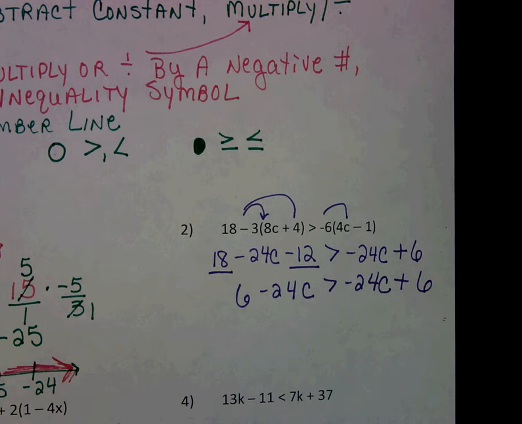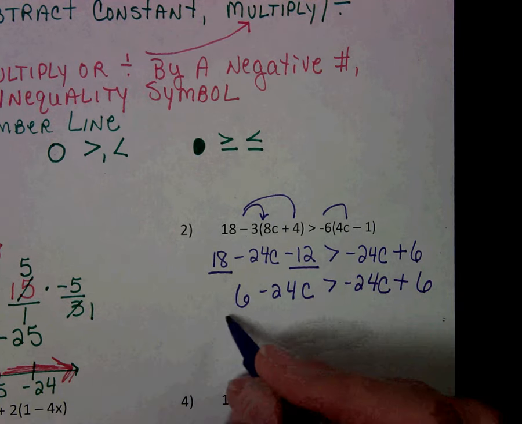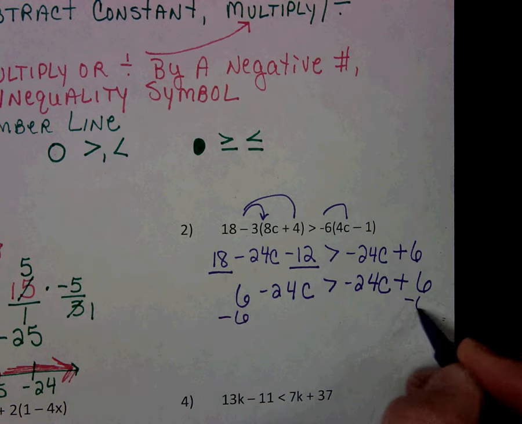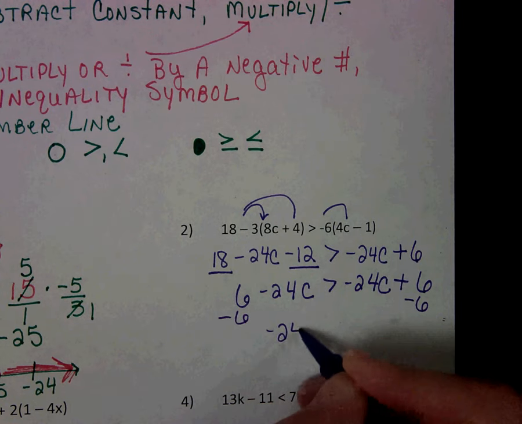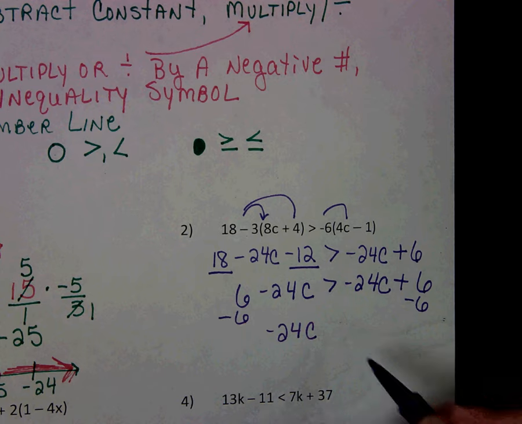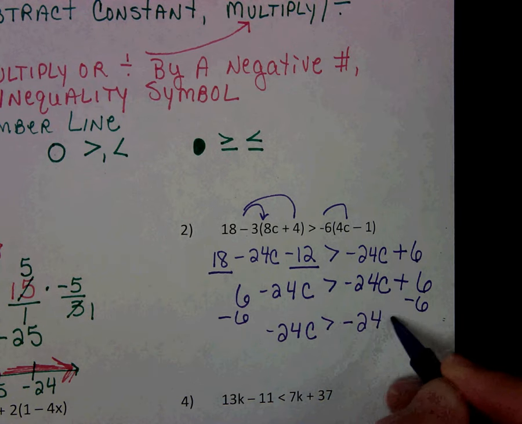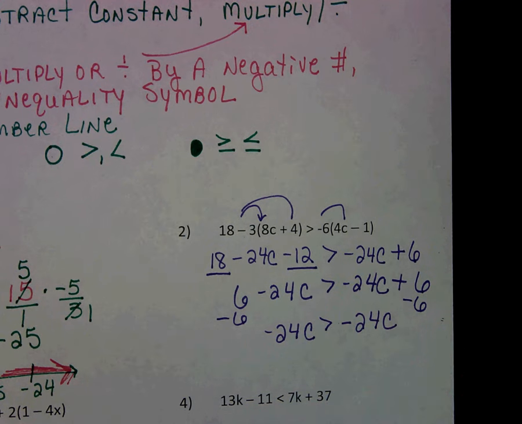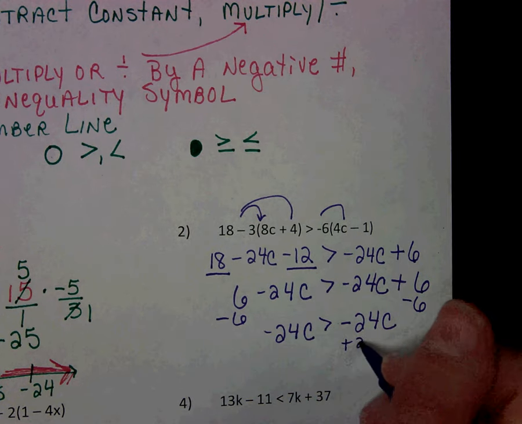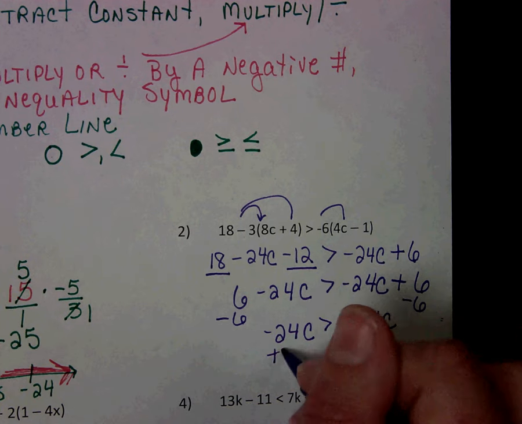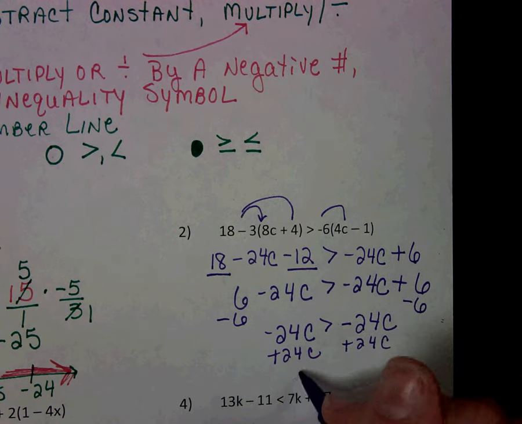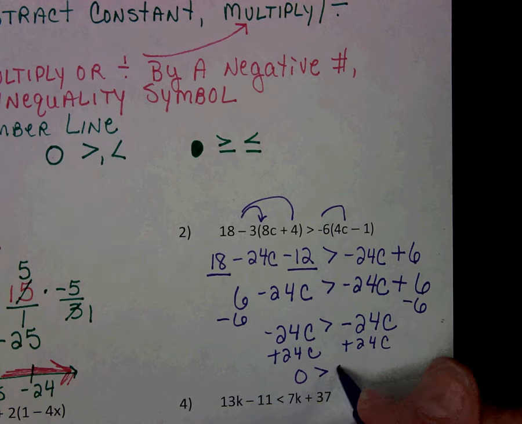Okay, let's get our constants on the same side. So minus 6, negative 24c. Whoops. See, I chose to move my constant first, right? I didn't move the variables to the same side. And so at this point, then, we would add 24c. And we get 0 is greater than 0.